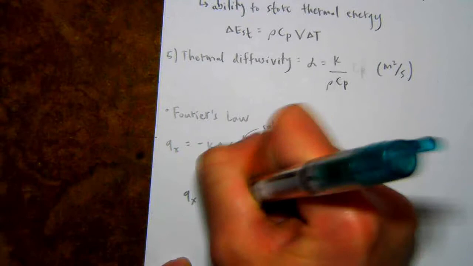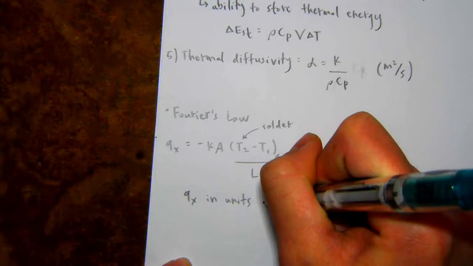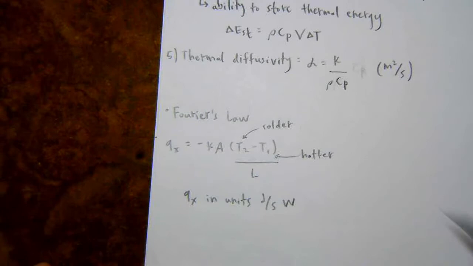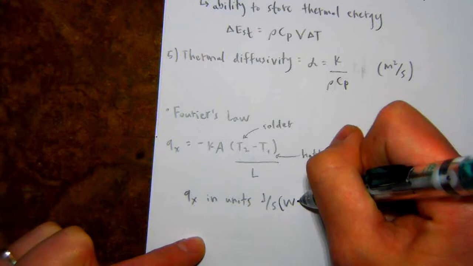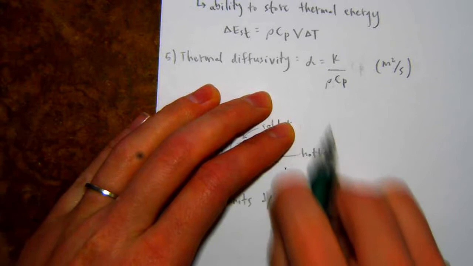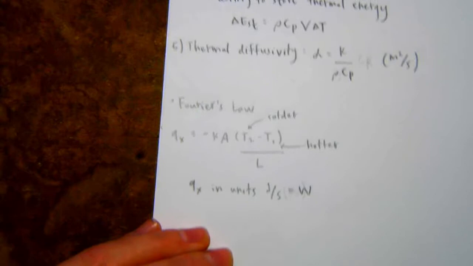And then, like we were discussing earlier, the units of the heat transfer rate are joules per second, so energy per second, which is also known as watts. That looks like multiplication, which is equal to watts.